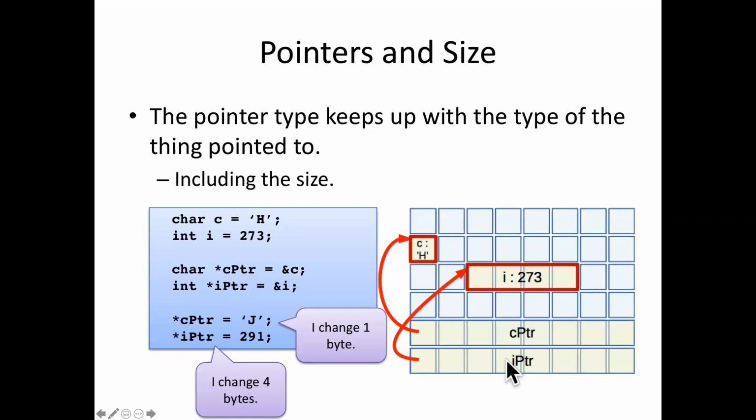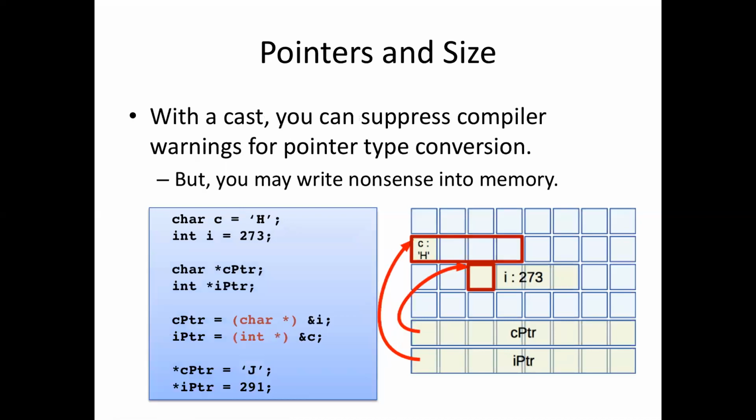Whereas an int pointer, well, an int is 4 bytes in memory. So if you follow that pointer and change the thing it points to, you're changing 4 bytes in memory. And this is why the compiler is very uptight about changing pointer types. You can do it. You just have to make it clear that you want to.